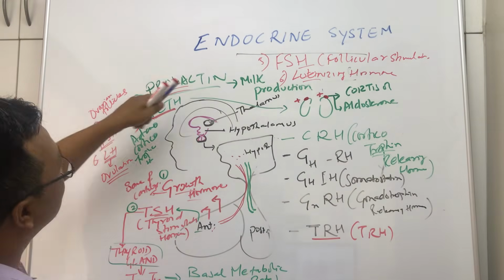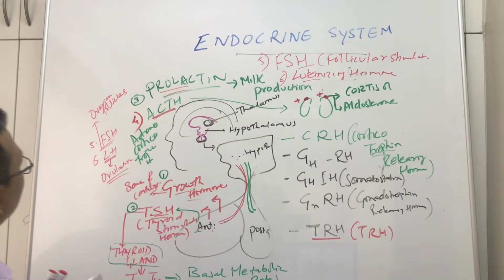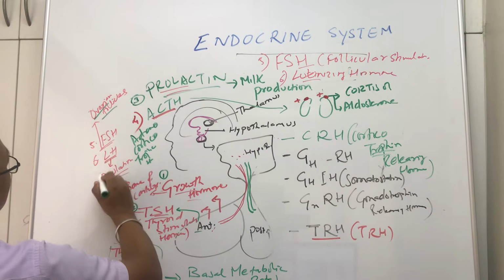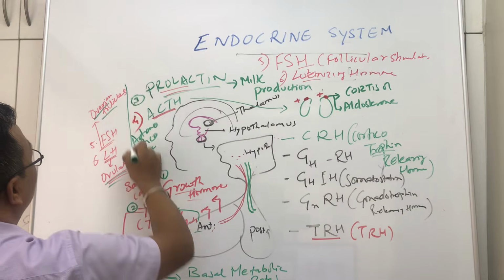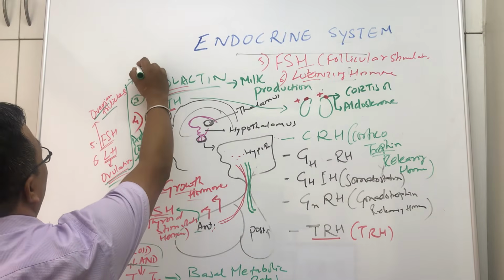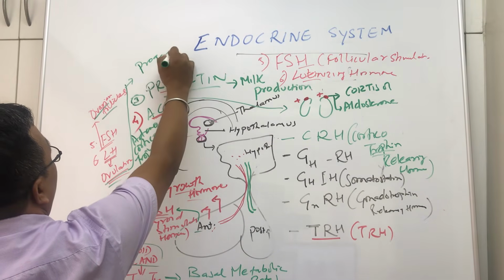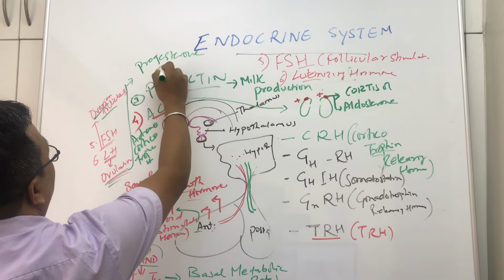So in females, this FSH and LH stimulate the ovarian follicles and stimulate ovulation, and as a result, they are responsible for secretion of hormones like progesterone and estrogen.